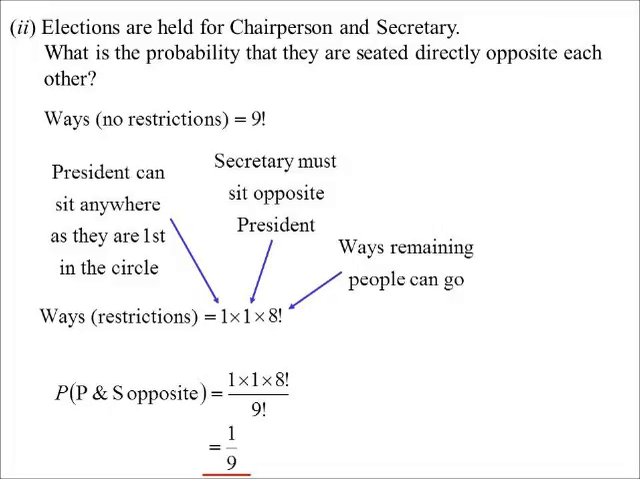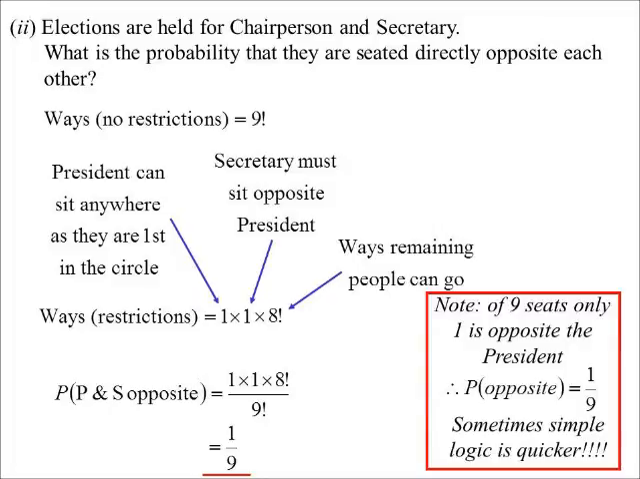1 in 9 chance. Mind you, if you think about it, president sits down, there's 9 seats. Only 1 seat's opposite the president, therefore there's a 1 in 9 chance that the secretary's sitting opposite the president. Sometimes logic can solve these problems very quickly.